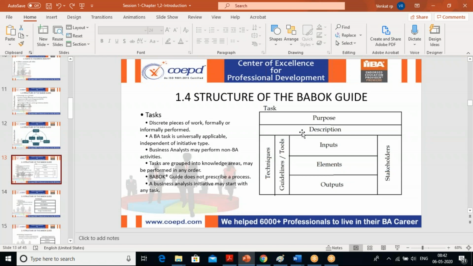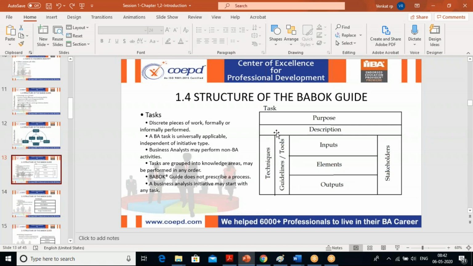Now, if you look into the structure of a task, initially a task has a purpose, why you are doing it; a description, how to do it; inputs, what information is required for you to do this task; and outputs, what you are going to generate. Elements is nothing but the process, that means how we are going to take it forward, one after the other or in parallel, what you are actually going to do here. Then, by using these elements you generate inputs to outputs, and who is involved, these are the stakeholders. While doing it, what techniques you are going to follow, what guidelines you have, and what tools you can use, that is given here.